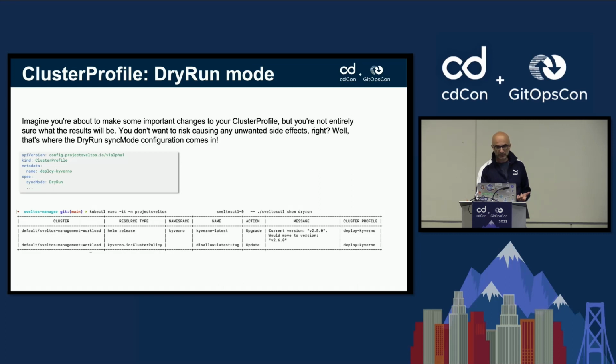So for instance, if I change the cluster profile that I listed before, no change is going to happen to the managed cluster, but then I can ask Sveltos, if I were to commit this change, what will change? And the answer is going to be that in this cluster here, in the Sveltos management workload managed cluster, the Kyverno release will change from 2.5.0 to 2.6.0, which means no changes really take effect in the managed cluster. I'm simply previewing what the change will be if I were to commit this change.